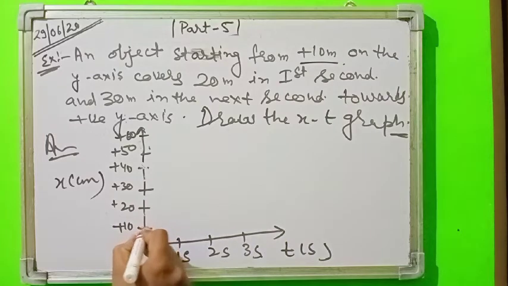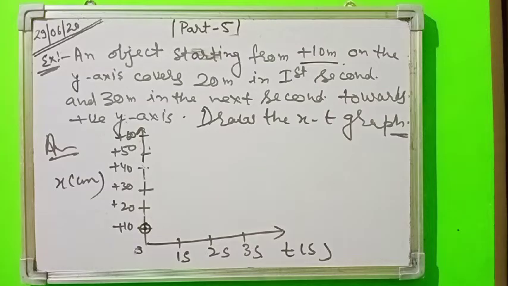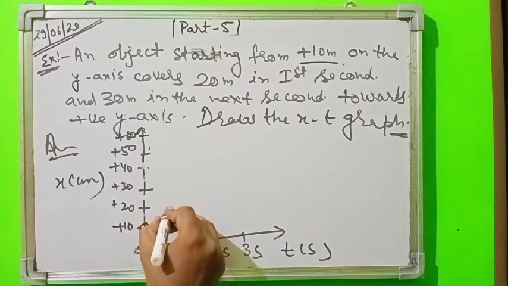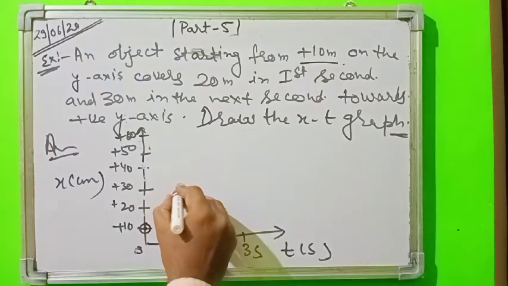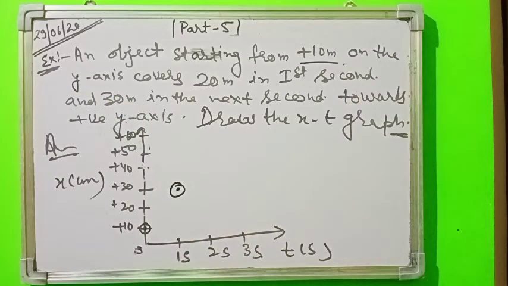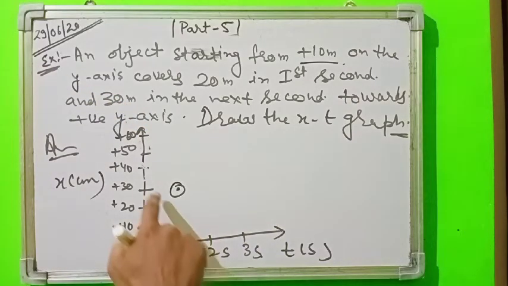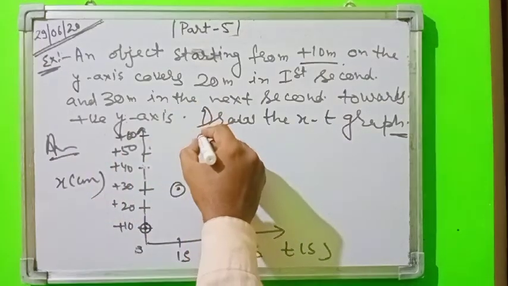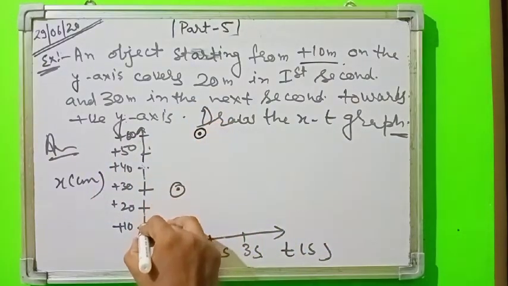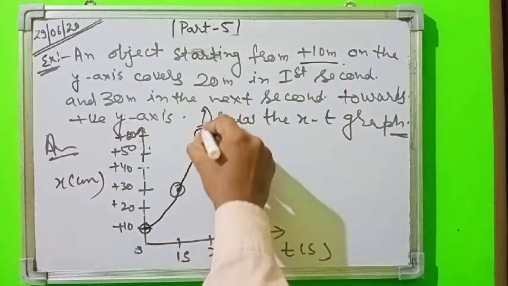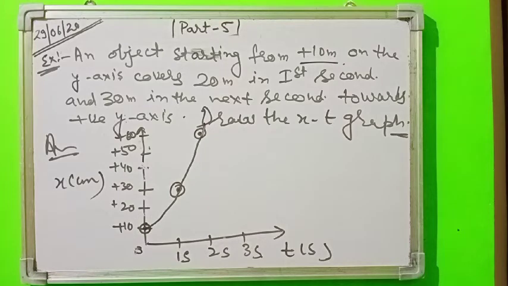The object is starting from here and covers 20 meters in the first second. So this is the first second, and it covers 10, 10, 20 meters. 20 meters in the first second and 30 meters in the next second. 10, 10, 30. So the graph will be like this. This is the nature of the graph for the first second, the first 20 meters, the second, all these things.